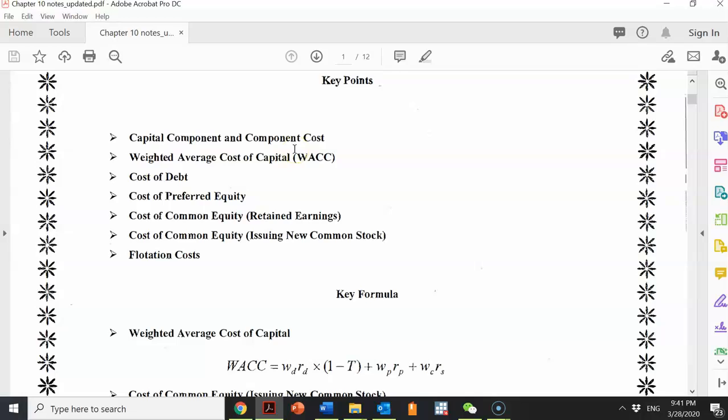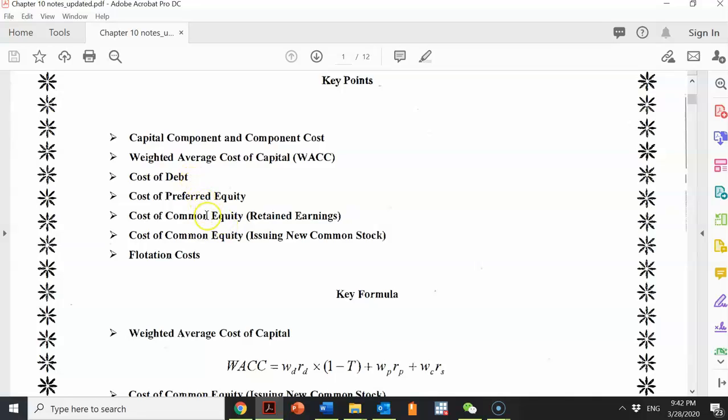Once we take the weighted average of the cost for each capital component, we can calculate WACC, the weighted average cost of capital. We use this WACC in the corporate valuation model to discount all the free cash flows for the firm. Now we're going to focus on how we can actually calculate WACC by using the different component costs. We have mainly three component costs: cost of debt, cost of preferred equity, and cost of common equity.